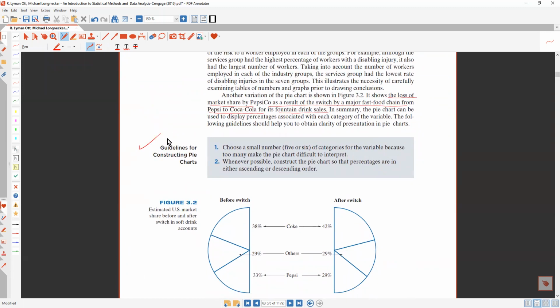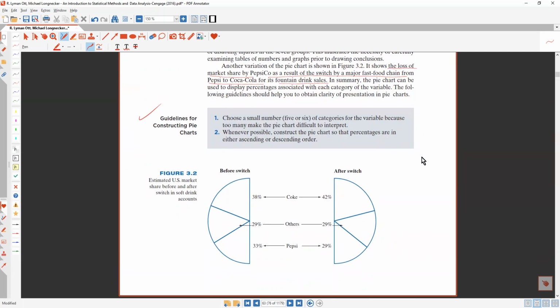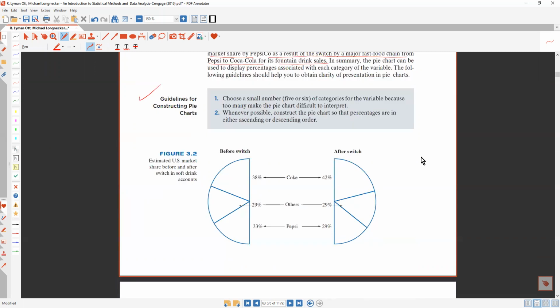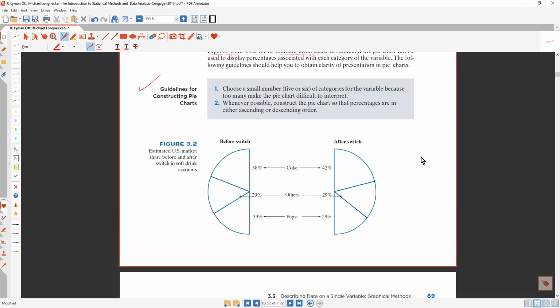We're not going to go through the guidelines, and we don't have to know them. But the book does give a bunch of guidelines for producing different graphs. I wouldn't worry about them, though. You definitely do not have to memorize them or anything like that.